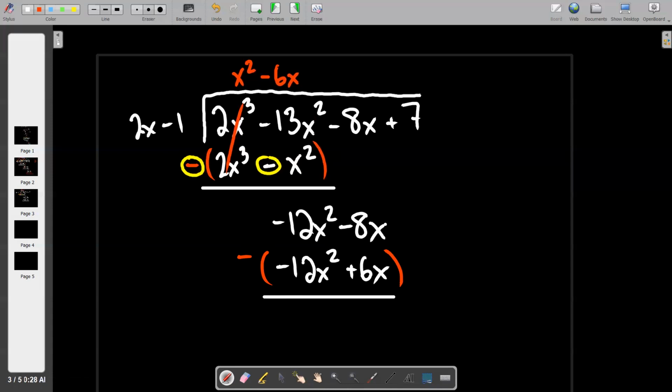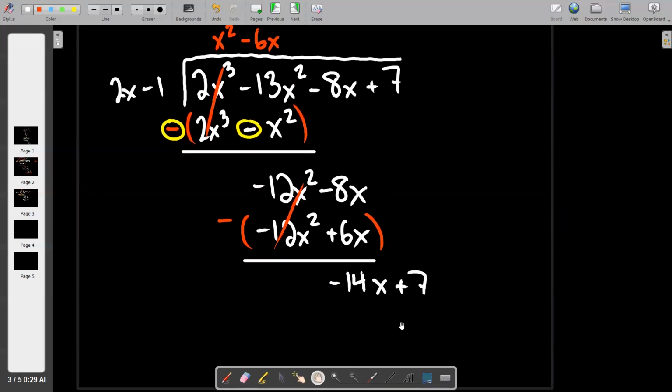I'm going to show you a trick on the next one that you can take or leave, but I like it. It's usually what I do, but I don't start with it because it'll blow your mind. So what is negative 12x squared minus negative? That cancels. Negative 8x minus 6x is negative 14x. And then I drop down the plus 7, and the algorithm yet again is reset.